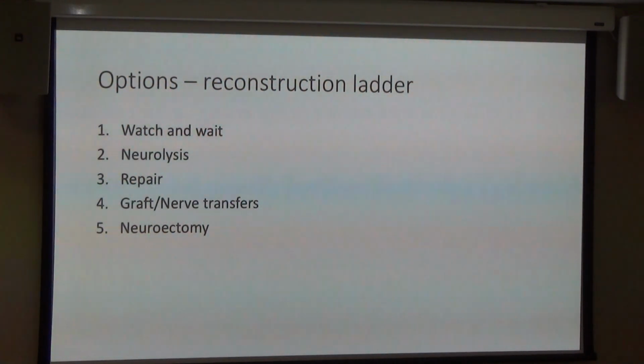Nerve transfer is moving a proximal nerve more distally, so that you already have an uninjured scaffolding bolted onto your clean cut where you've dissected the nerve out. And finally, neurectomy. Neurectomy is your kind of last chance saloon.